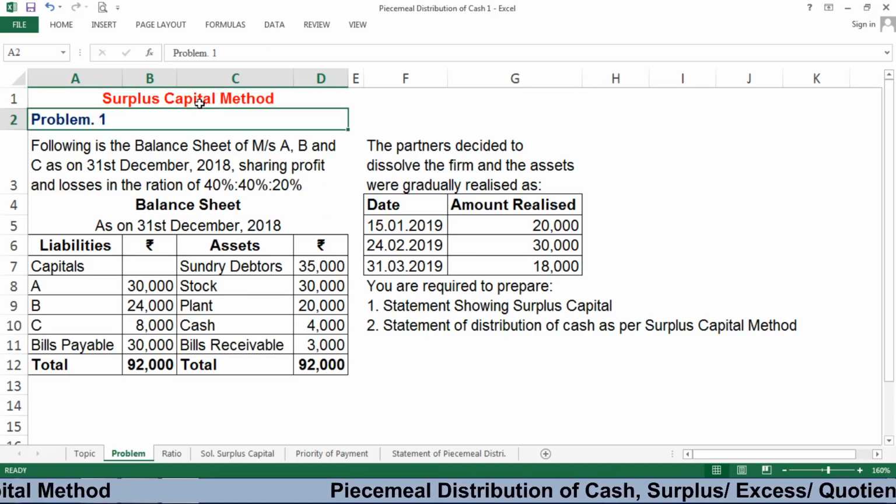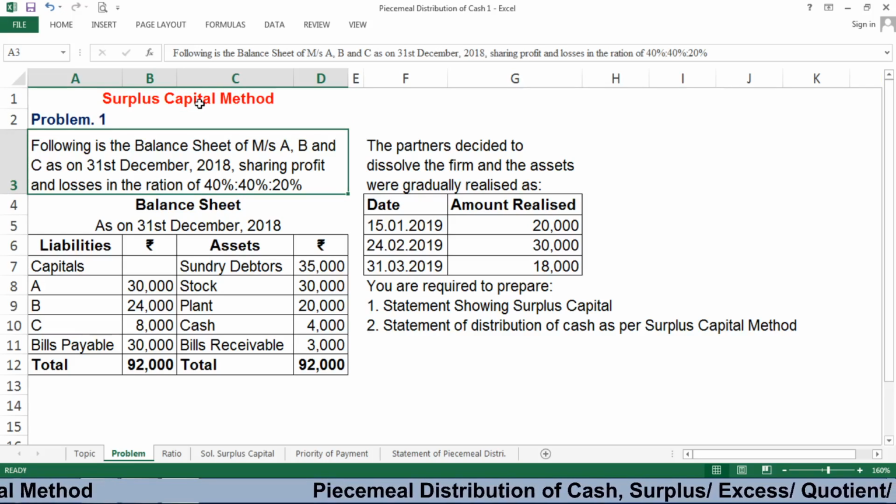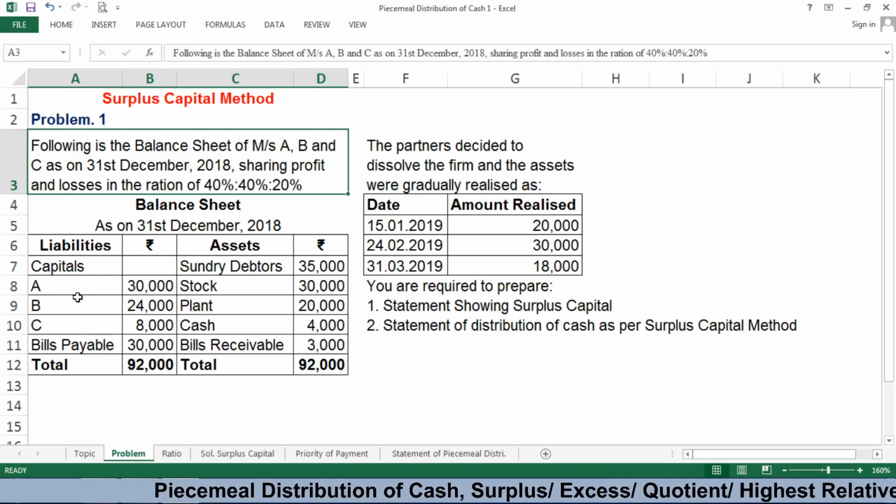Here, problem number 1. Following is the balance sheet of Messrs. A, B, and C as on 31st December 2018, sharing profits and losses in the ratio of 40% is to 40% is to 20%. Here, the balance sheet is given as on 31st December 2018. Liabilities and assets are given in Indian currency. Capital of Mr. A, B, and C is respectively 30,000, 24,000, and 8,000. Bills payable is 30,000. Total liability is 92,000.